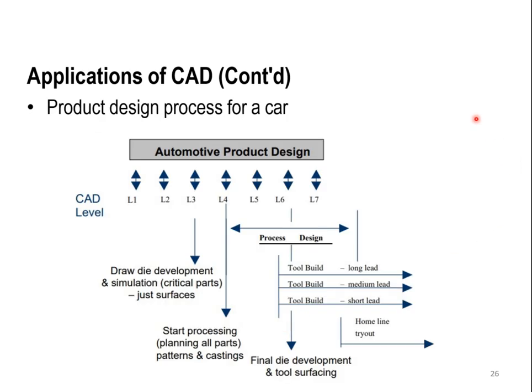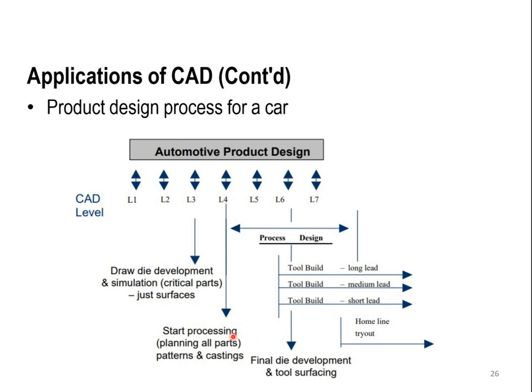So, the product design process for a car, for example, we are going to have the CAD levels connected between multiple levels for the automated product design. So we have level 1, level 2, up to level 7. In level 3, we have the draw die development and simulation. That's level 3 for the critical parts, just surfaces.